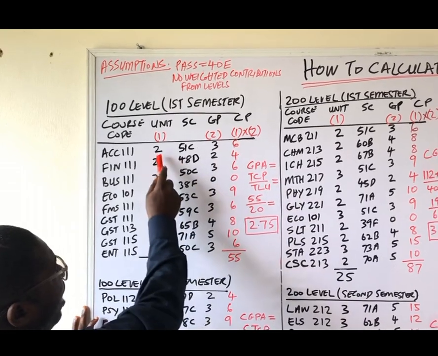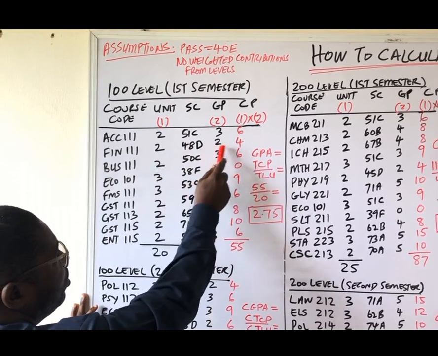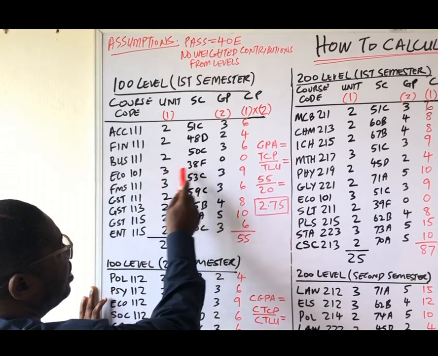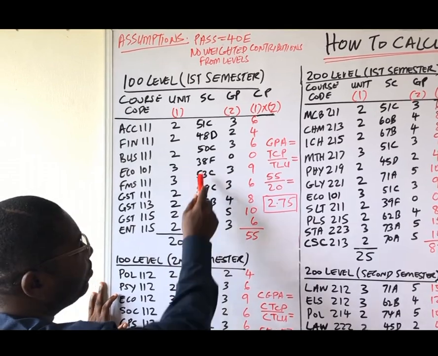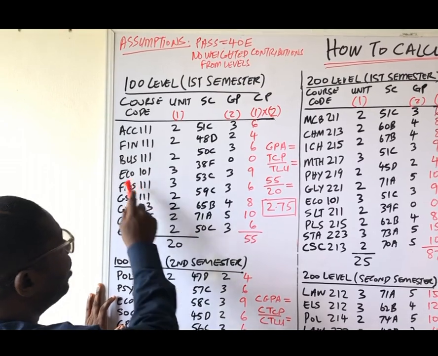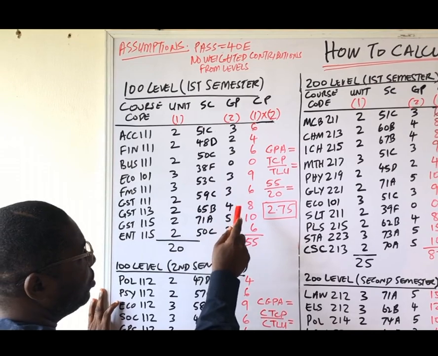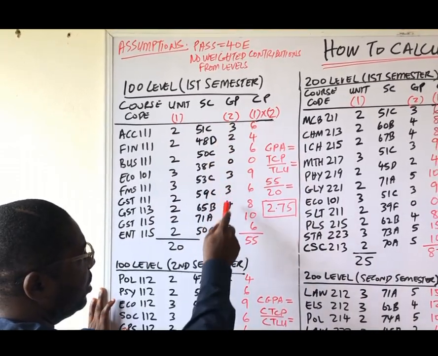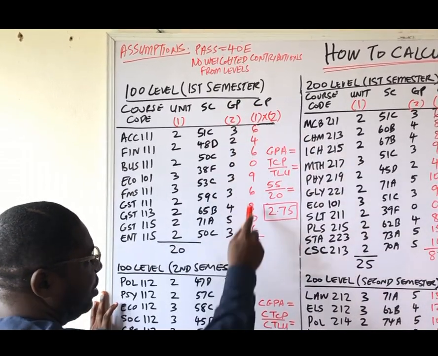And it's derived by having, for example, 2 times 3 gives us 6, 2 times 2 gives us 4, 2 times 3 gives us 6, 3 times 0 gives us 0. He's scoring a 0 because he had failed Echo 101, and so you have 38, and that's F, and that's 0, and the effect is 0. And so on. We multiply the units by the grade points, that will give us the credit point.